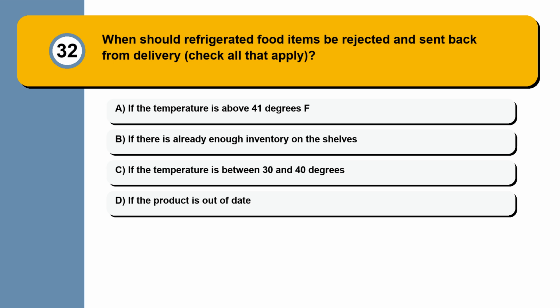Question 32. When should refrigerated food items be rejected and sent back from delivery? Check all that apply. If the temperature is above 41 degrees Fahrenheit, if there is already enough inventory on the shelves, if the temperature is between 30 and 40 degrees, if the product is out of date.